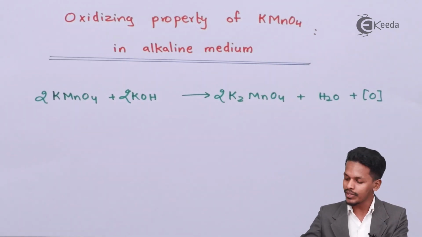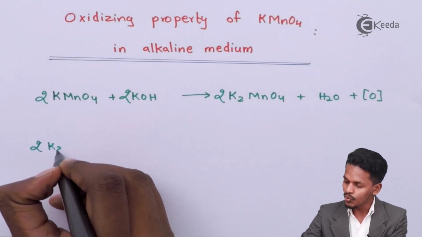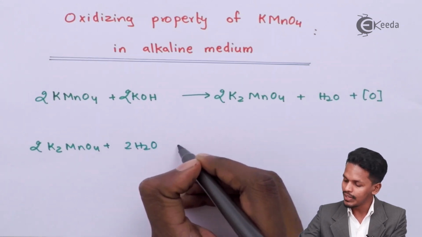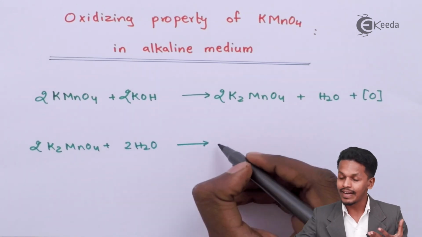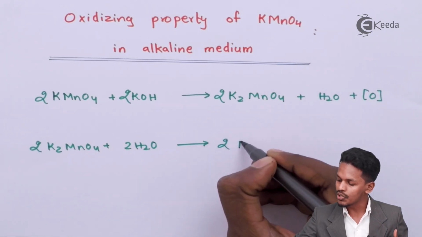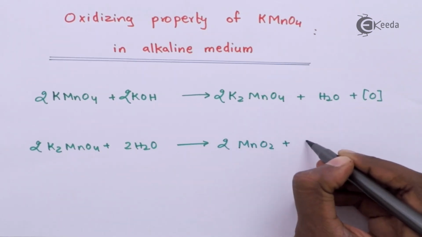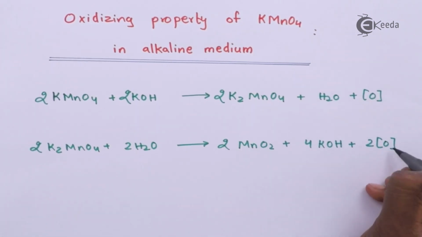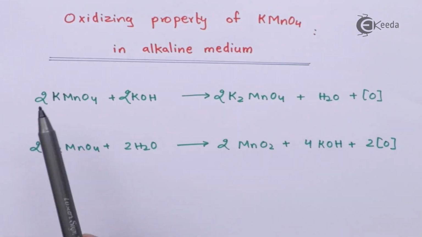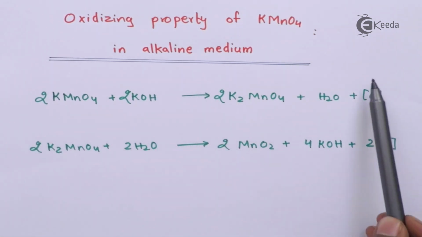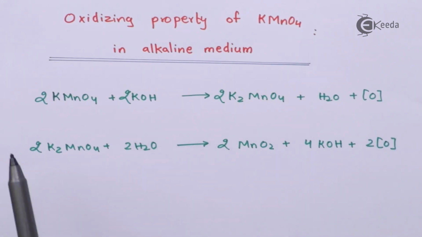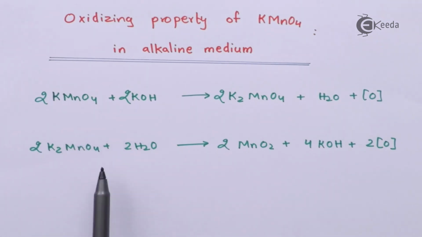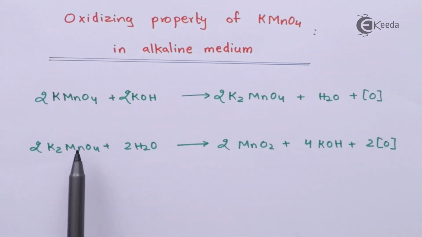So in this case, whenever 2 moles of K2MnO4 is reacted with 2 moles of H2O, also in presence of a reducing agent, the product that we could get is 2 moles of MnO2 along with 4 moles of KOH and 2 moles of discrete oxygen atom. So this is the product that we could get, and in each step, as I have mentioned over here, we get a discrete oxygen atom. That's the reason KMnO4, even in an alkaline medium, behaves like a strong oxidizing agent, and based on that we are going to talk about an example. So now let us understand that example.